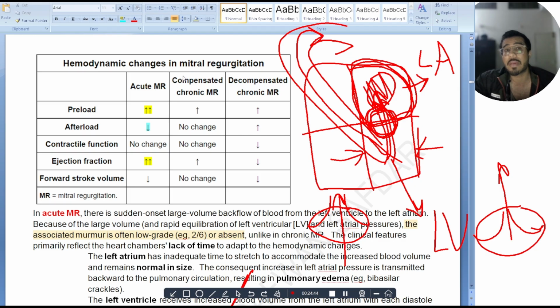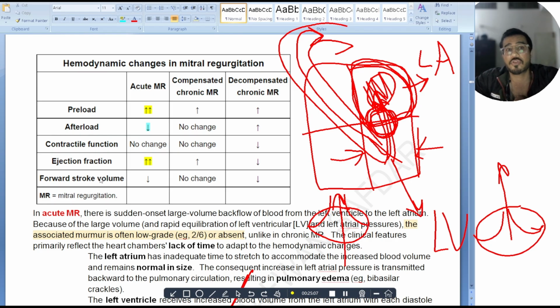What do we mean by compensated? What we mean by compensated is that despite the fact that the mitral regurg is going on, there is enough and sufficient blood being pumped into the aorta. Decompensated means that enough and sufficient blood is not being pumped through the aorta towards the body because the heart has given up. So the contractile function has decreased.